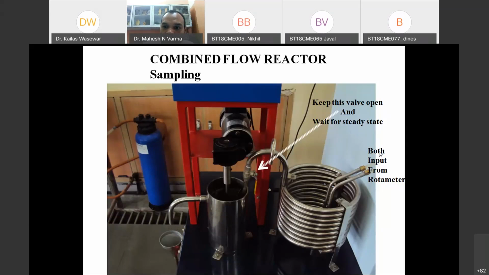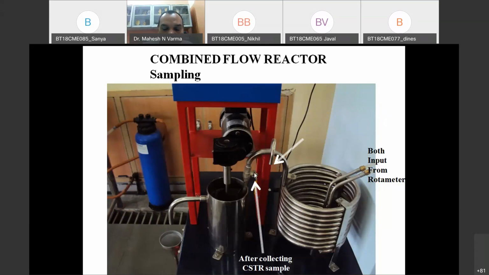So you will start the flow rate, keep this valve open, and wait for steady state. As steady state is achieved, then you will be collecting the sample from here. So this is the CSTR sample, which is collected from here. Then once you have collected this CSTR sample, you will close this valve.